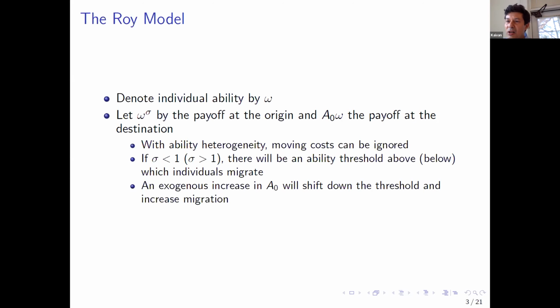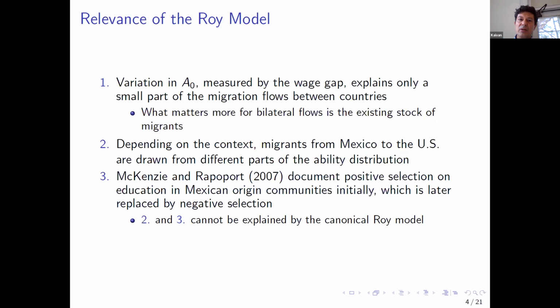In a nutshell, this really describes the functioning of the Roy model. And it's very simple, but as you will see, it has a lot of power. It really is a very useful way of thinking about the migration decision. Now, how well does the Roy model explain stylized facts that have been observed on migration?